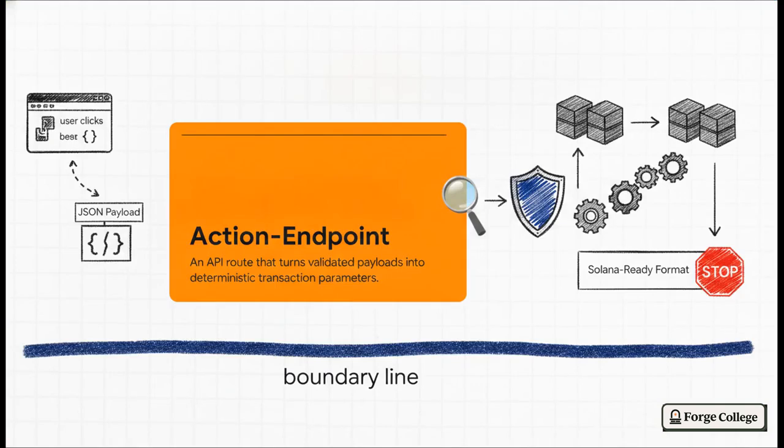Okay, let's dive into this. I want you to think of an action endpoint as a highly strict bouncer at an incredibly exclusive club. Its entire job is to translate a Web 2 JSON payload directly into a format that Solana understands. But crucially, it does this without actually submitting it to the network just yet. It is the literal boundary line between the wild, totally unpredictable world of user clicks and the highly organized, deterministic world of the blockchain. It receives the intent, checks the ID, and simply prepares it for entry.